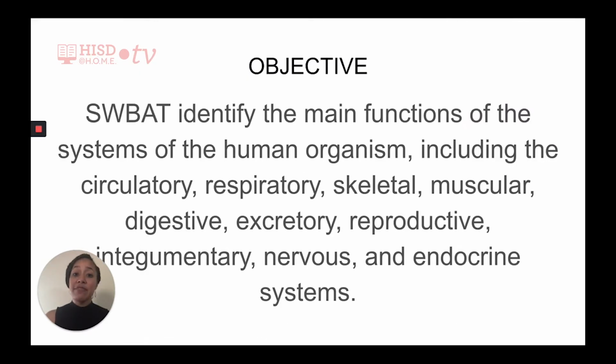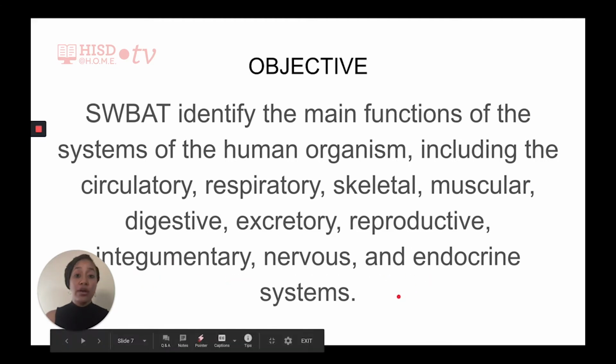Today's objective: students will be able to identify the main function of the systems of the human organism, including the circulatory, respiratory, skeletal, muscular, digestive, excretory, reproductive, integumentary, nervous, and endocrine. For today's lesson, we are going to focus on the first two, the circulatory system and the respiratory system.